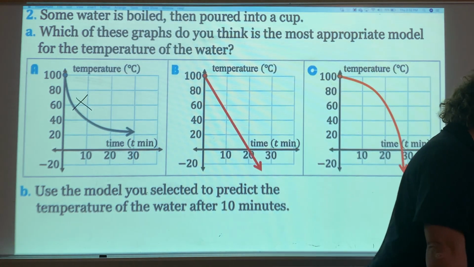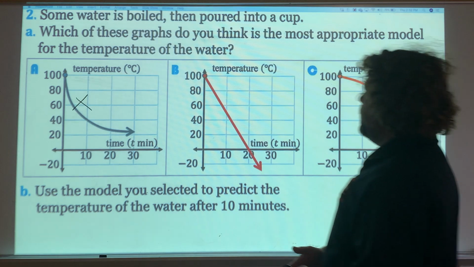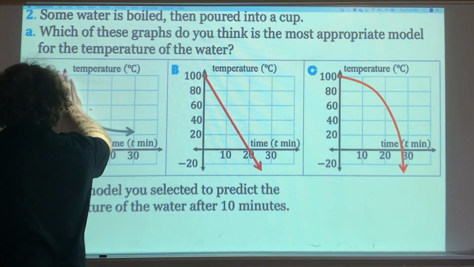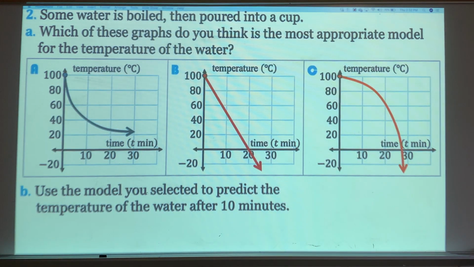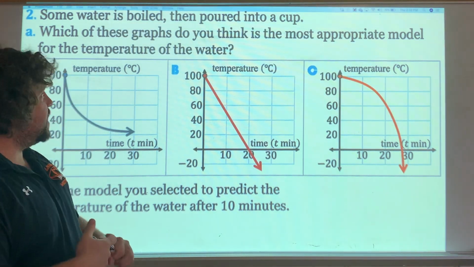Number 2, some water is boiled. Oh, we did something like this before. And then after you boil it, you pour it into a cup. Maybe you're making coffee. That's how I make my coffee. Instant coffee. Can't beat it. Costs about 5 cents a cup.